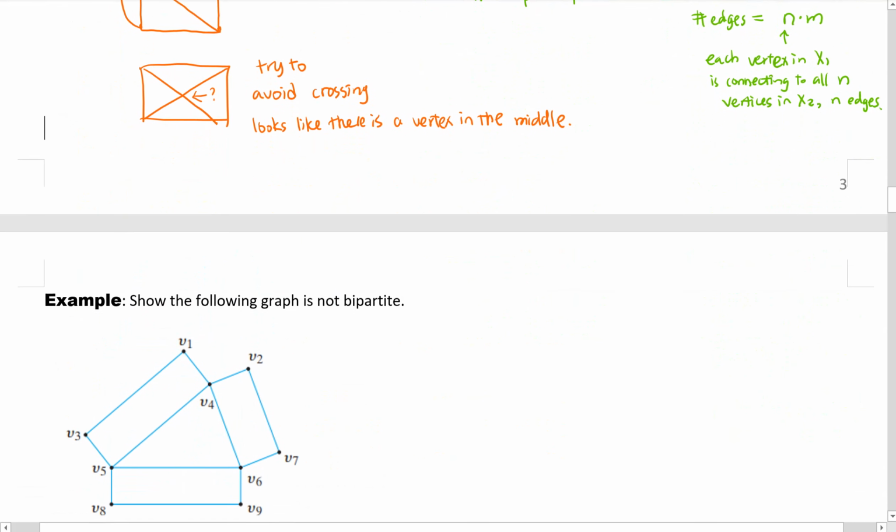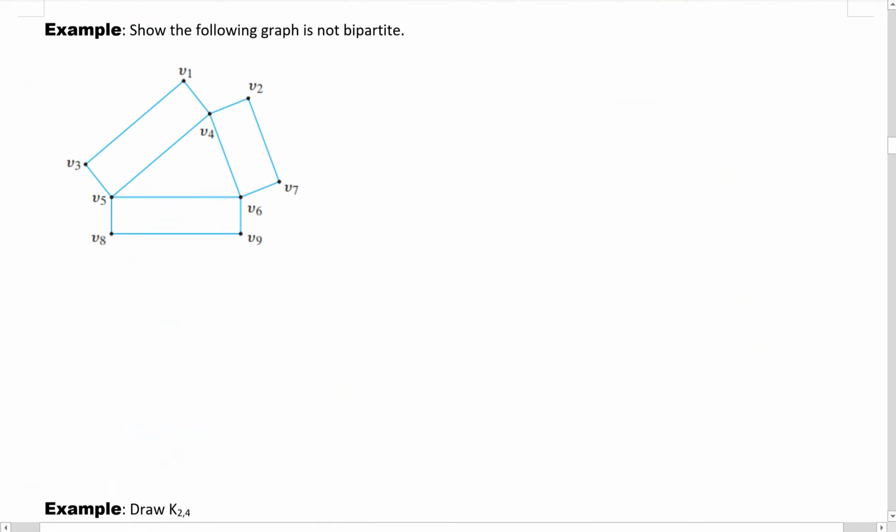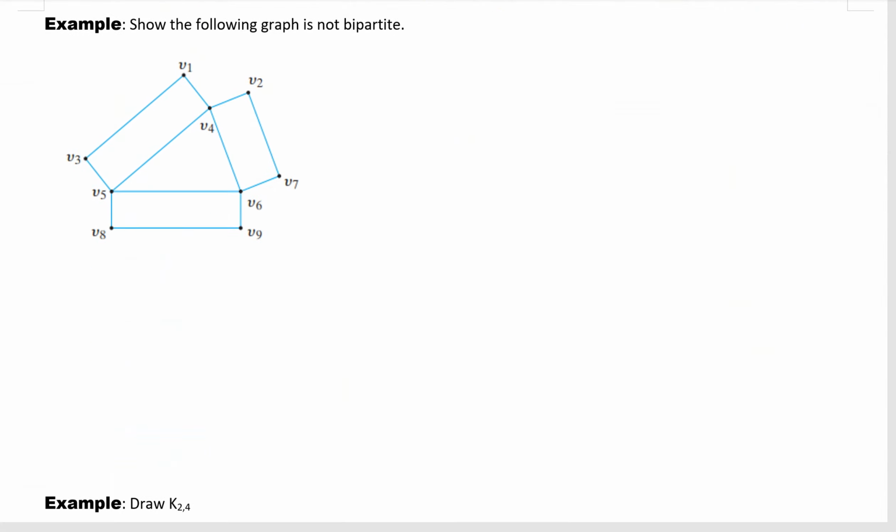Next, show the following graph is not biparty. So we want to show the graph is not biparty. Let's look at the shape here. Do you see there are some shapes of rectangle and there are some shapes of triangle? Okay, so let's look at these two shapes.